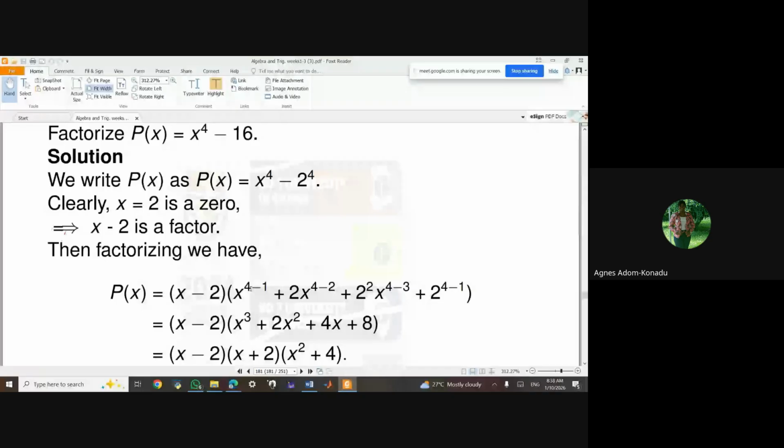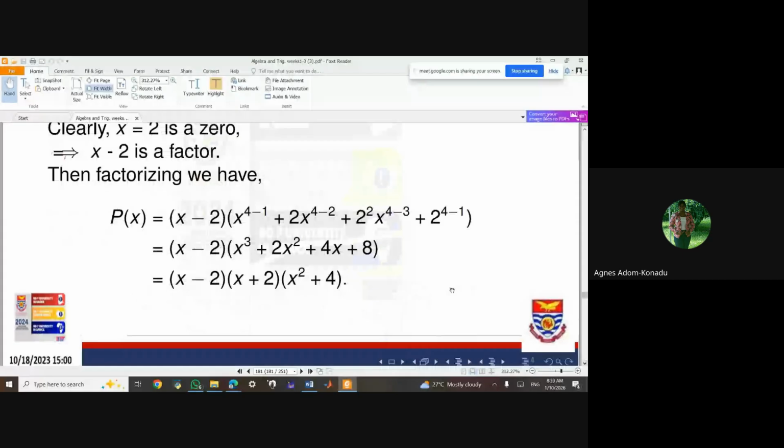When I simplify, I have x minus 2 into x to the power 3 plus 2 x squared plus 2 squared, which is 4, times x, plus 2 to the power 3, which is 8. So that's what I have. Then I can find the other factors using any method.